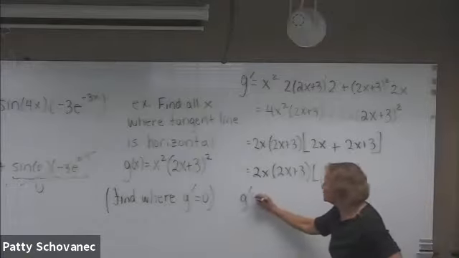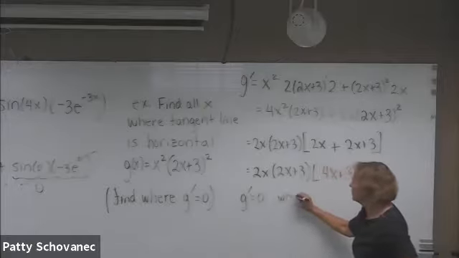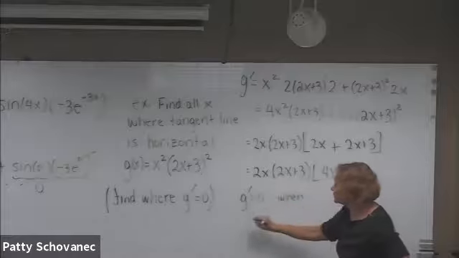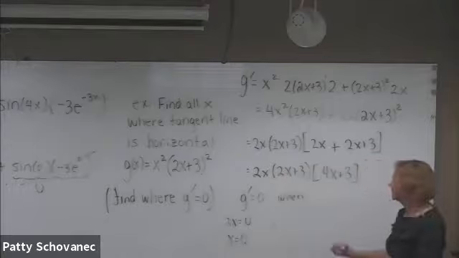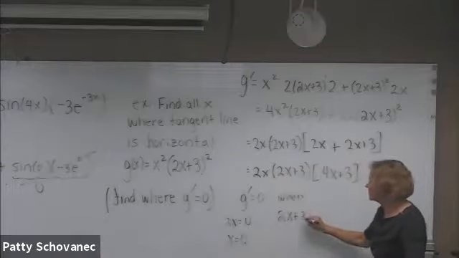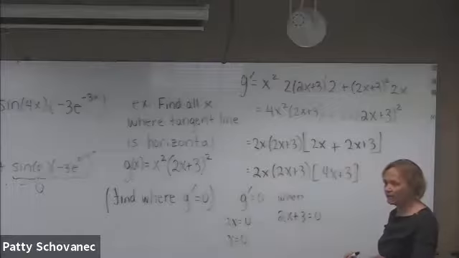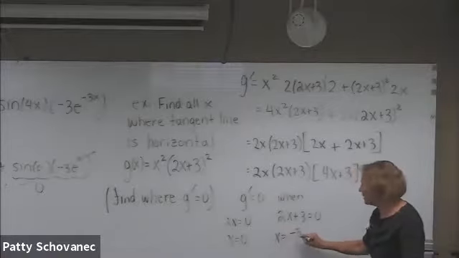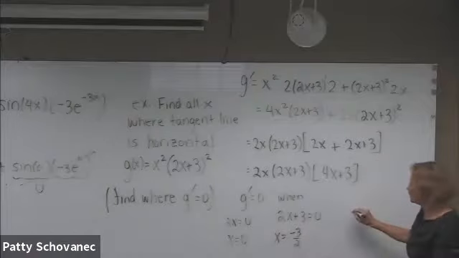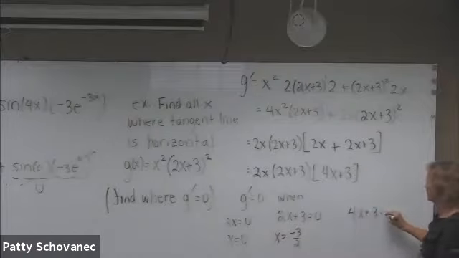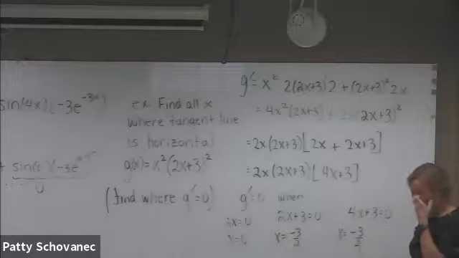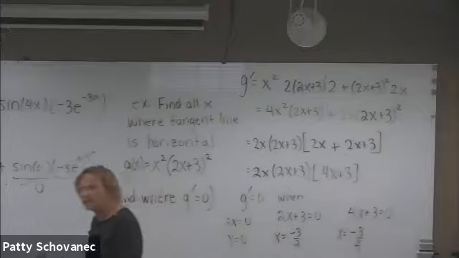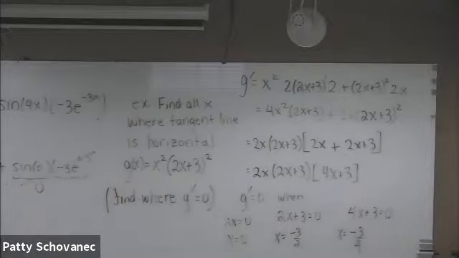G prime is 0 when each factor is 0. First factor is 0, gives us x is 0. Second factor is 0. Subtract 3, divide by 2, gives us x is negative 3/2. And the third factor is 0. Subtract 3, divide by 4, gives us x is negative 3/4. Okay? That's why we have to practice factoring, so that we can do little tasks like that.